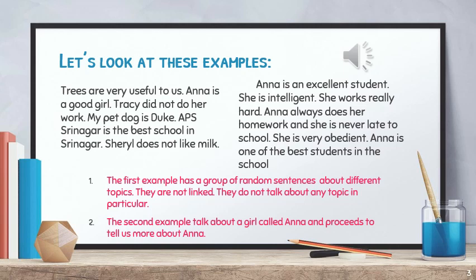So now if you look at this one, this is also a group of sentences, but it is talking about one topic, right? It is talking about a girl named Anna, who is considered an excellent student, and the sentences in this paragraph give us more information about Anna and why she is considered to be the best student in the school. Okay, so this paragraph is talking about one particular person. So this is how a paragraph should look like. All right, all the sentences in the paragraph should be related and should be talking about the same topic.